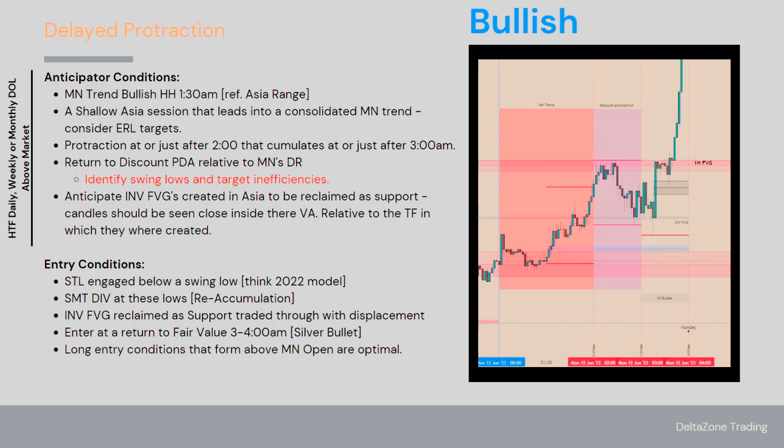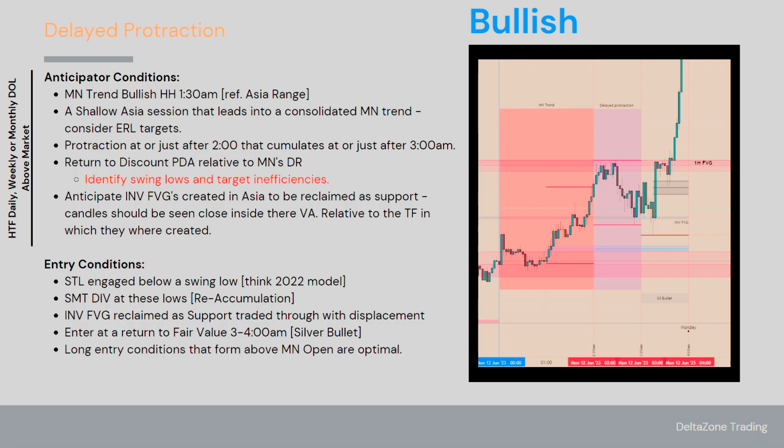Short-term lows, or short-term liquidity, we like to see that being engaged below a swing low. So essentially, think the 2022 model. It's helpful if we have relative equal highs above market at the time. A strong supporting confluence is when price trades back into an inverted fair value gap and reclaims it as support. So if price is retracing and we return back into an inverted fair value gap, we like to see the candle bodies close inside its value area.